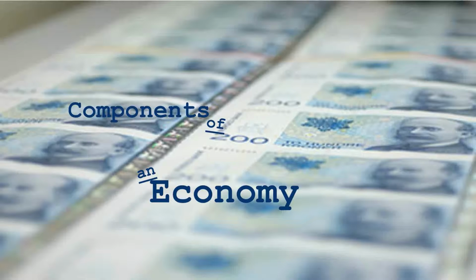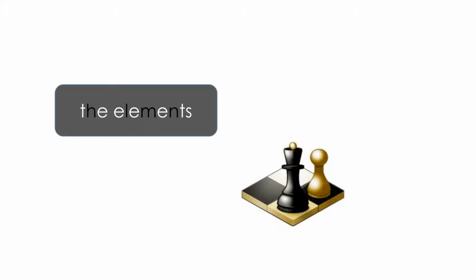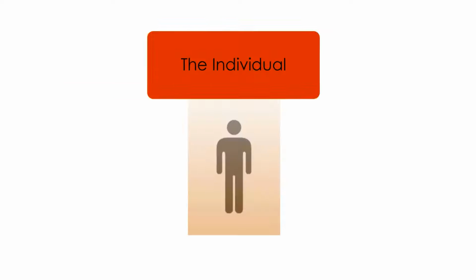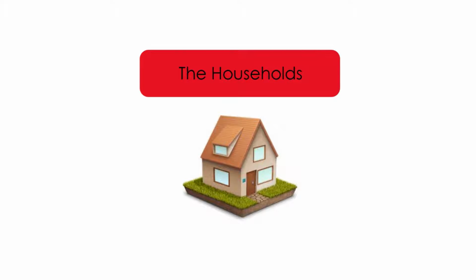The components of an economy. Last time we referred to these components as players. This time we are calling them the elements. Same thing. The first one is the individual, aap, main, and everybody else. Then there are the households, every collective entity that represents itself as one economic unit.